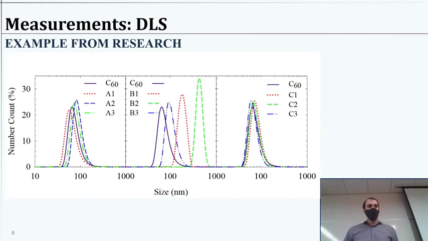So not to say it's not useful. Here's an example from my past research. They had different nanoparticles forming, and these were a number count as percent versus a log plot of the size in nanometers. And it turns out that there were a couple of materials that were less stable. So we talked about this a little bit, but the particles over here all had zeta potentials, which we'll talk about in a moment, of about negative 50 millivolts or something like that. So these guys did, as well as these ones. Those all happen to be pretty negative.